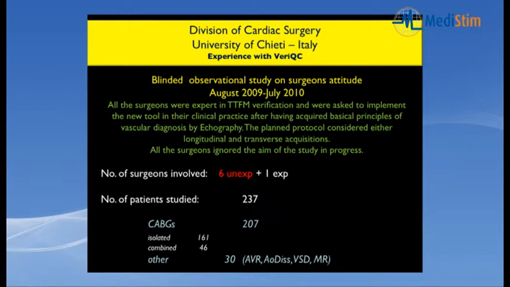The number of patients studied was 237, among which 161 were isolated CABG. The others were a mixture of different kinds of procedures. I would stress that we carried out the procedure even in aortic valve replacement, in aortic dissection, in ventricular septal defect, and mitral regurgitation. This is the result of the study.